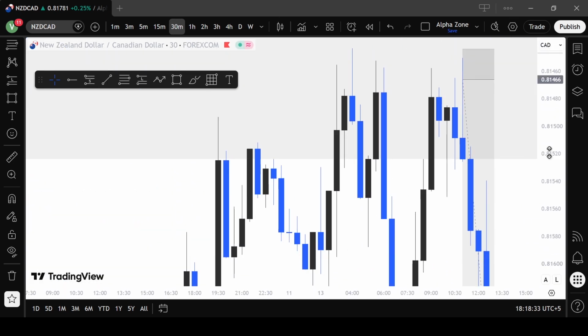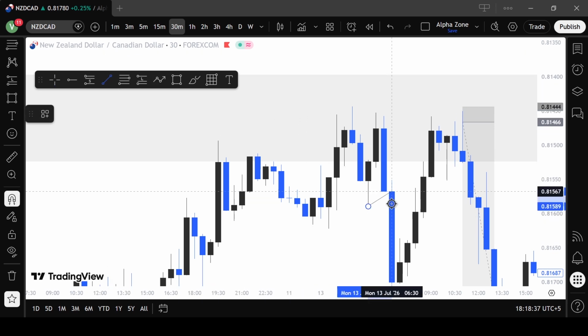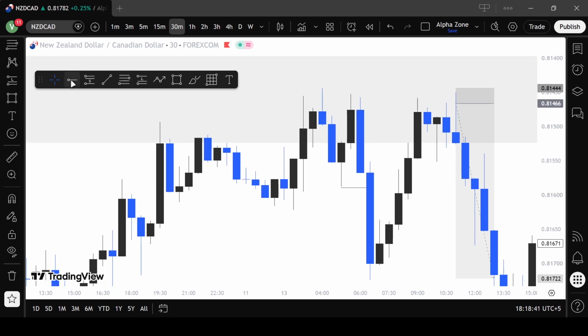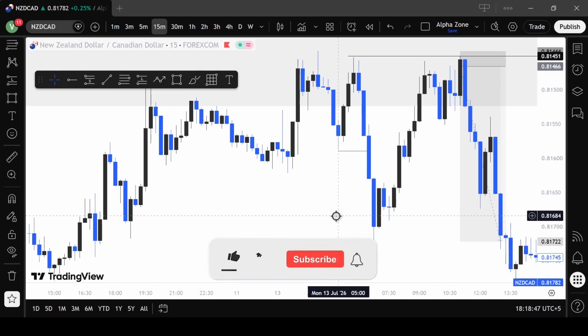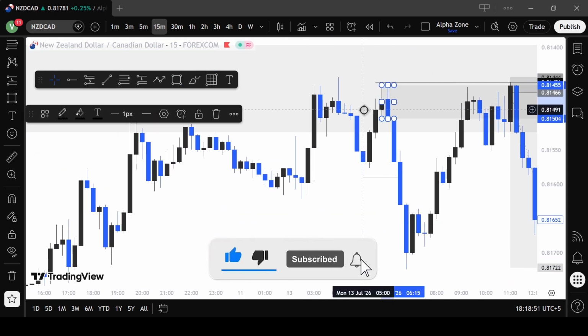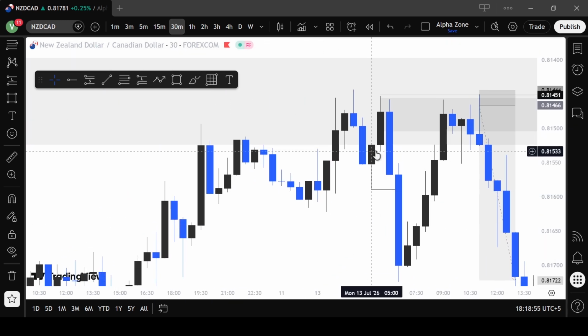What I see is a break of structure. This is a break of structure, and my recent swing is this area. Okay, I switch to 15 minute. I mark my order block of 30 minute. Like, this is the order block of 30 minute.